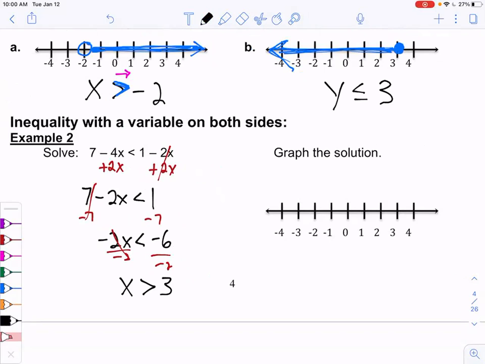TJ, are we going to put an open dot or a closed dot on 3 when graphing? Open, absolutely. So you go to 3, you put an open dot. Jason, are we going to shade to the right or to the left? To the right, yeah. You're going to shade to the right. That's it.